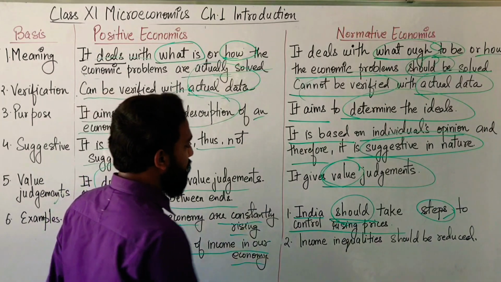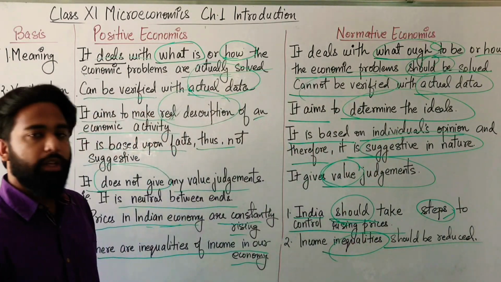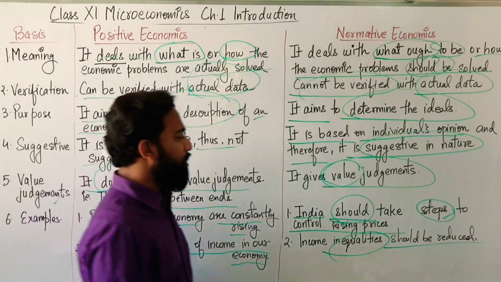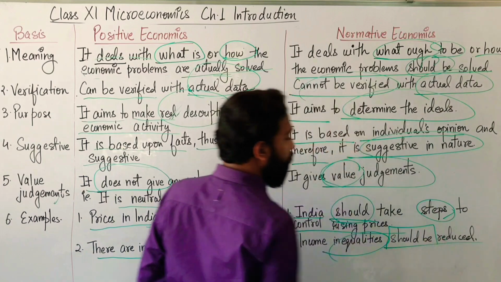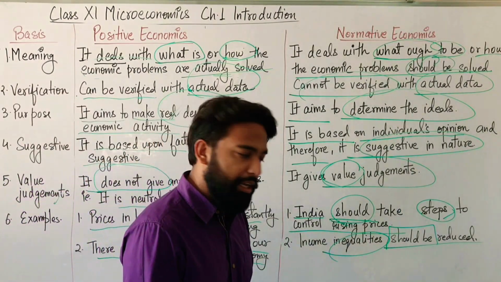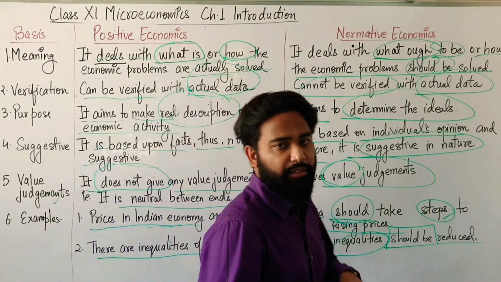Now, income inequalities should be reduced. This is also an example of normative economics. Why should they be reduced? It's an opinion. It's my opinion that income inequality should be reduced. So therefore, this is normative economics.